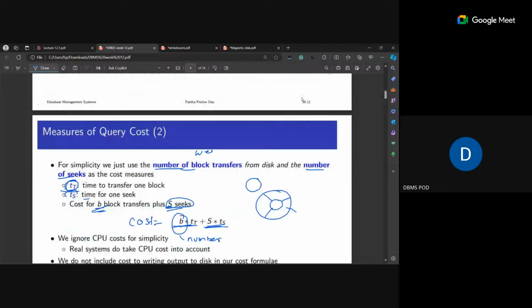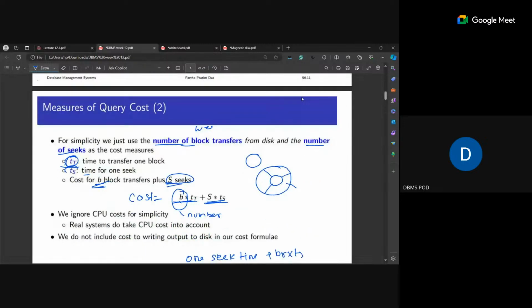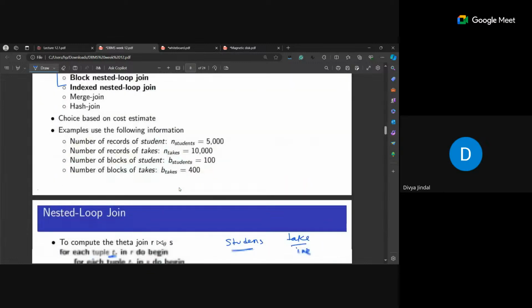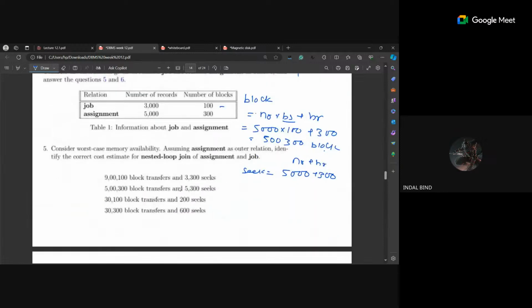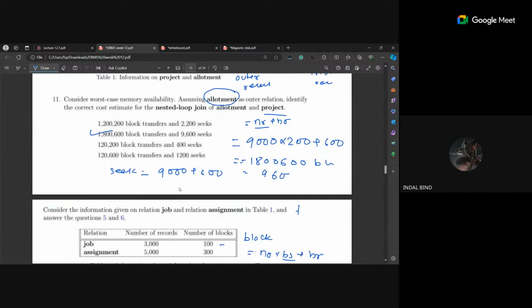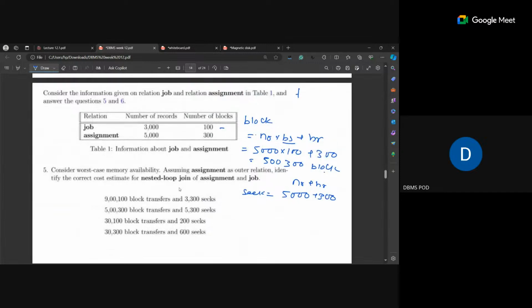Let's go to the formula. TT is the time to transfer one block and TS is the time for one seek. So what will be the cost? You have to multiply the blocks with the time to transfer one block, and in order the seeks required, you have to multiply with the time for one seek. And sir, if the job is outer, then 3000 into 300 plus 100. Yeah, then you have to calculate that.